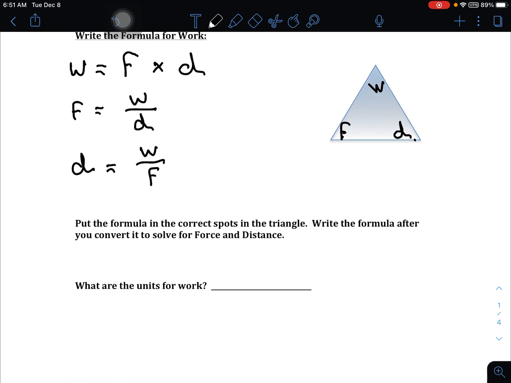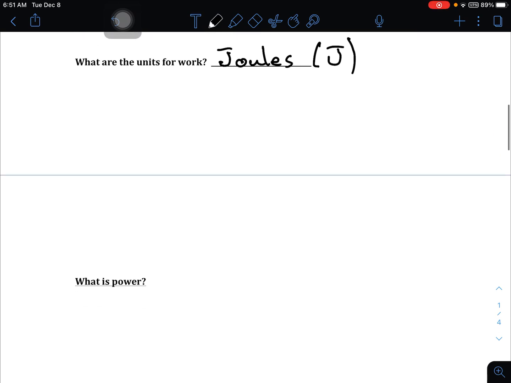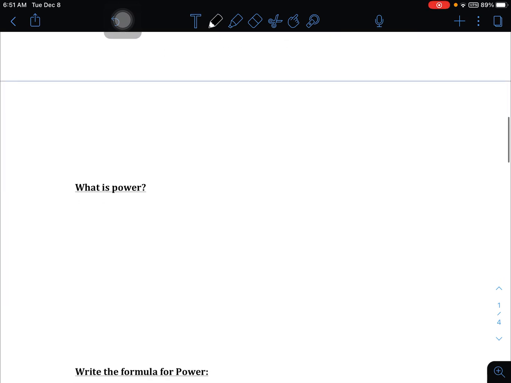So again, what are the units for work? Do you guys remember from the PowerPoint? They are joules, abbreviated with a capital J.